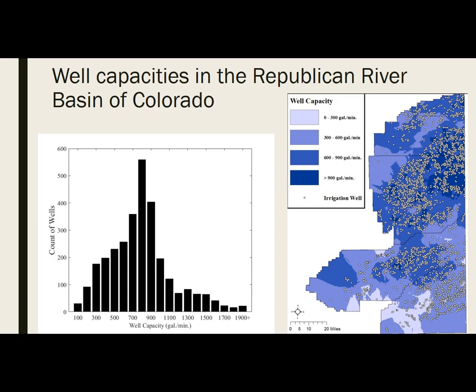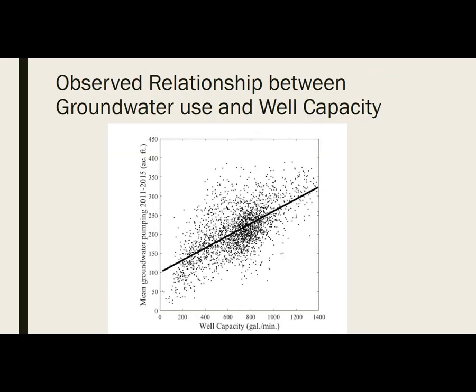Unfortunately, over time, what we're seeing is more wells in this low category as saturated thickness declines, as water use exceeds recharge. And along with that saturated thickness decline are declines in well capacity. Now, well capacity is very important for determining the quantity of groundwater used. Here's a graph that shows well capacity on the x-axis and average groundwater pumping between 2011 and 2015 on the y-axis, and you can see a strong linear relationship between those two.